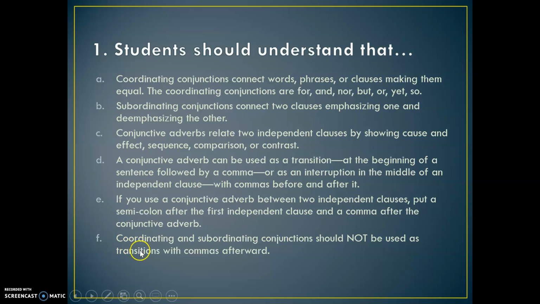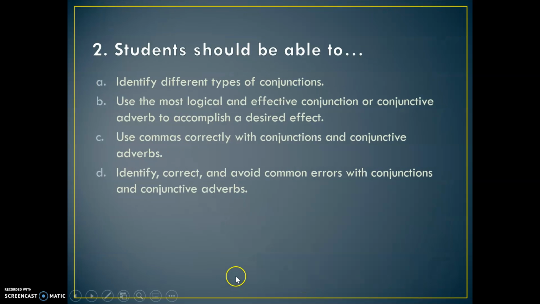The last objective is about the coordinating and subordinating conjunctions. They are not to be used as transitions with commas afterward. So only the conjunctive adverbs are really the transition words. These are connector words. Okay, so if you can keep those sort of separate in your mind, that will be helpful. So here's what you're going to have to be able to do by the end of our practice.